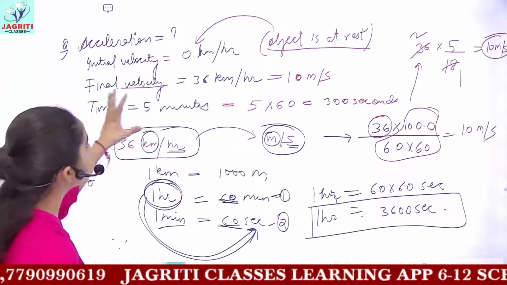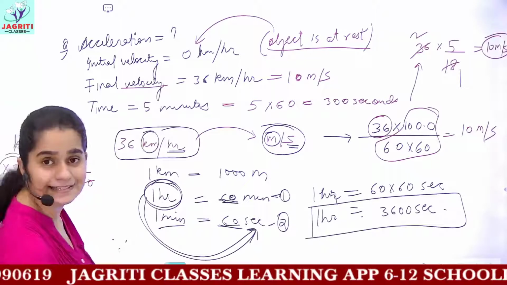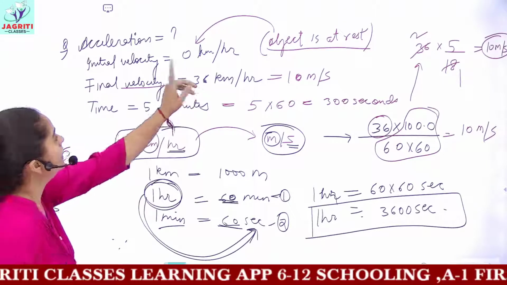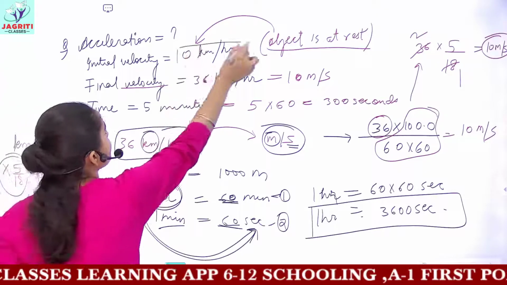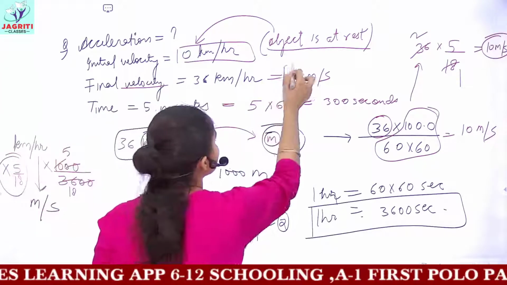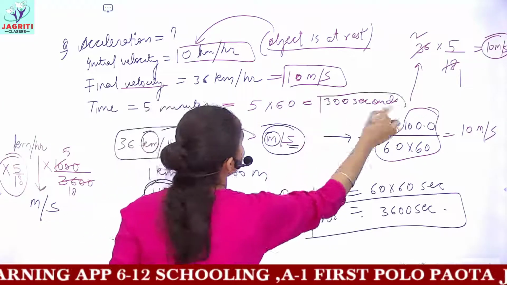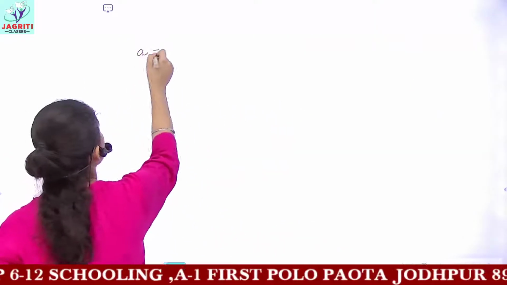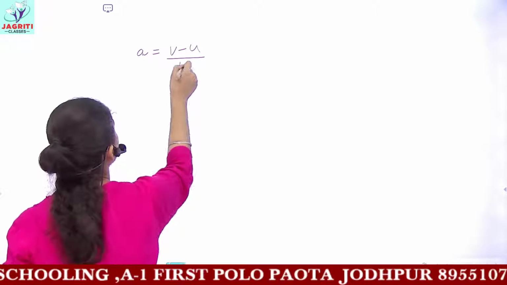And now we are having all the values, so we can find acceleration. Acceleration is v minus u upon t. Initial velocity is 0, final velocity is 10, and the time is 300 seconds. So now let's calculate acceleration. Acceleration is v minus u upon t.